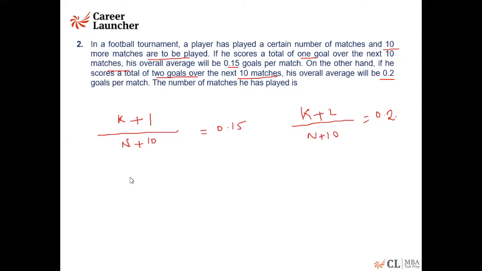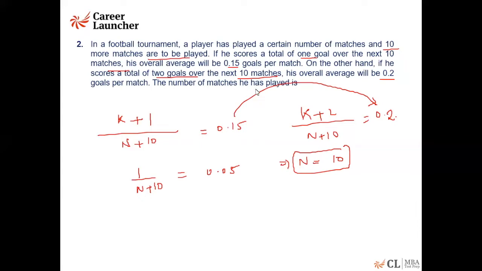So you can see very clearly that this 1 by (n plus 10) is giving rise to this excess 0.05, or solving this, you'll get n is equal to 10. So till now he has played 10 matches, and overall he would play 20 by the time he is done. But this question is saying the number of matches he has played. So the number of matches he has played is equal to 10. I hope some of you might not have written the answer as 20. That could be a mistake.